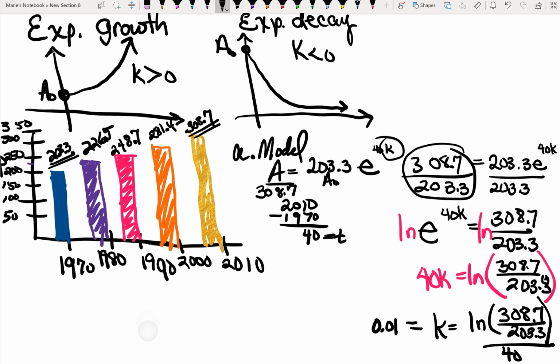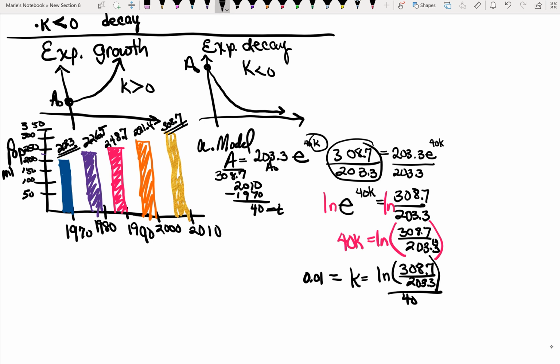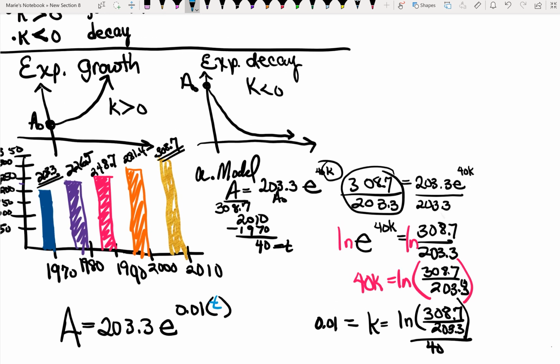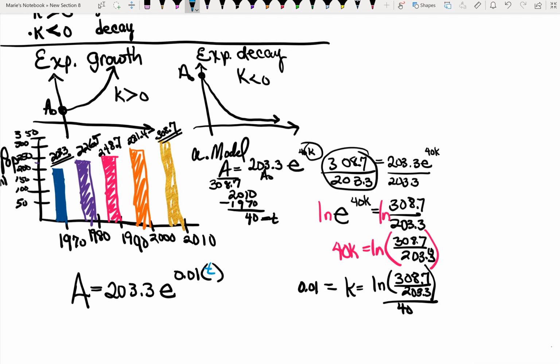And therefore your final answer is going to be that future value is equal to 203.3 e to the 0.01 times t, which is 40 in this case. Okay, since they want the model, we don't put 40 because now we can use that model for future years. So instead of 40, we'll put t because that'll give us future values as we adjust.